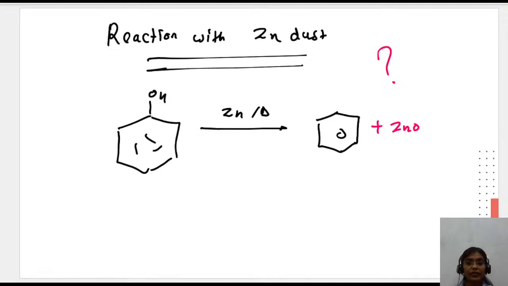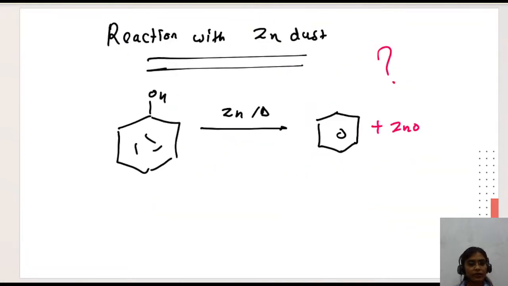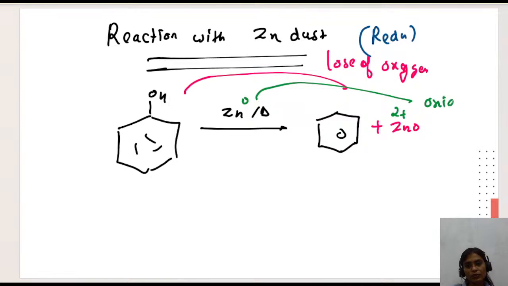Okay. The next type of question asked from this reaction: is this a redox reaction or not? So yes, it's a redox reaction. From there to there, what is happening? Loss of oxygen. So what is it? Reduction. So it's a reduction part. And zinc 0 to 2 positive. So what is it? Oxidation part. So yes, it's a redox reaction.